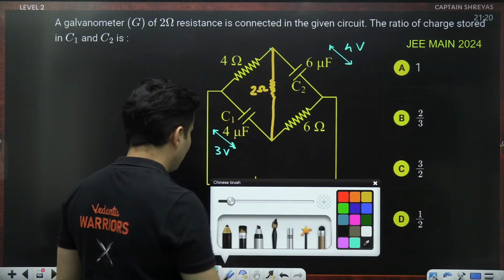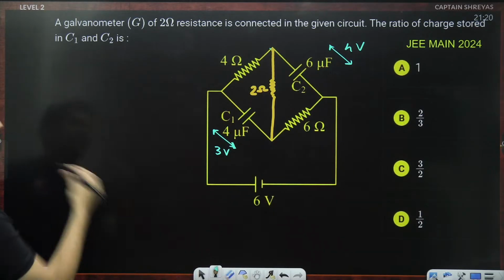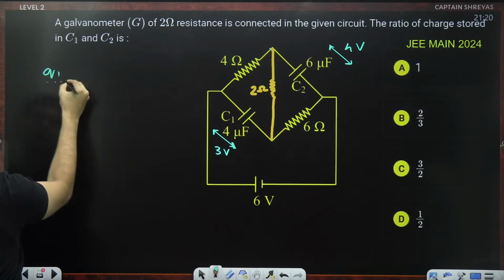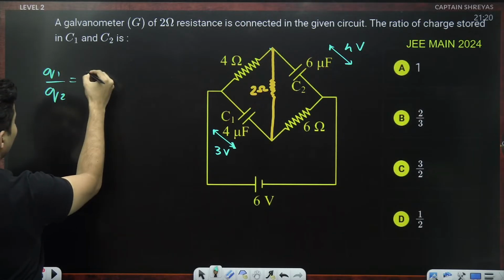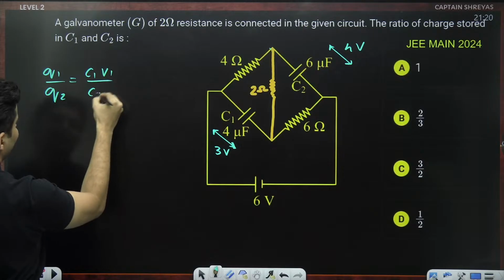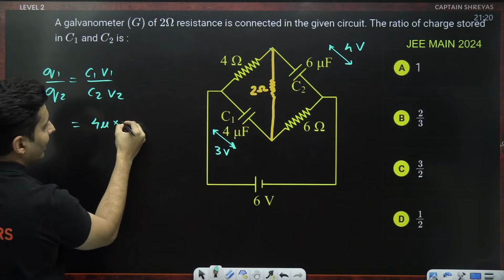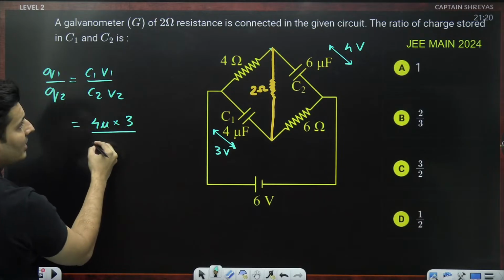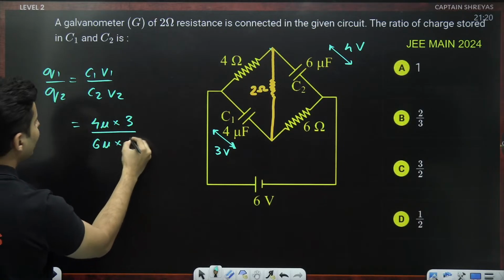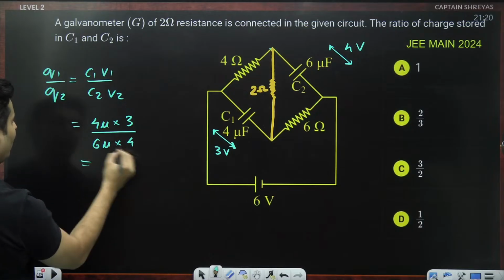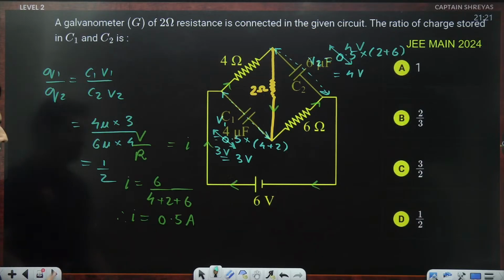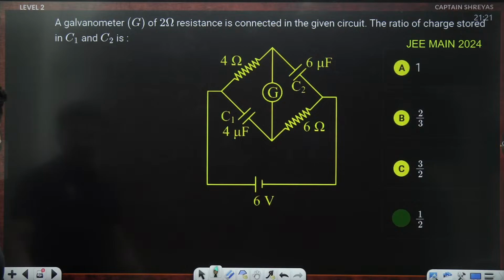Now comes the last part where you have to find the ratio of the charges. So Q1 by Q2, Q is CV, so C1 V1 by C2 V2. C1 is 4 micro, V1 is 3, divided by C2 is 6 micro, V2 is 4. 4 cancels, micro cancels, so 1 is to 2 should be the answer, which is option number D.